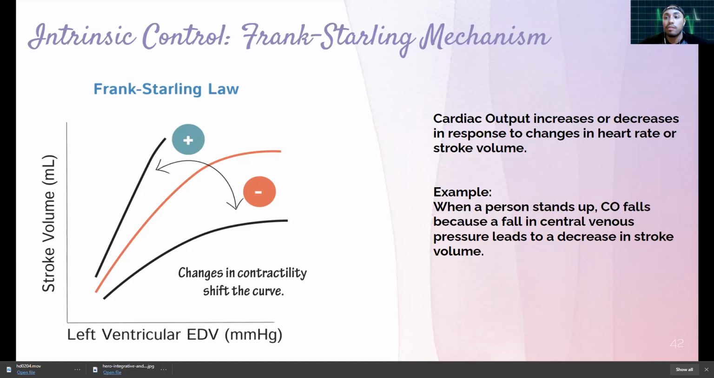And it could tell you something like this: this person ran a mile, their heart rate is increased. How was their cardiac output affected? Did it increase or decrease? So scenario-based questions would help you understand that.